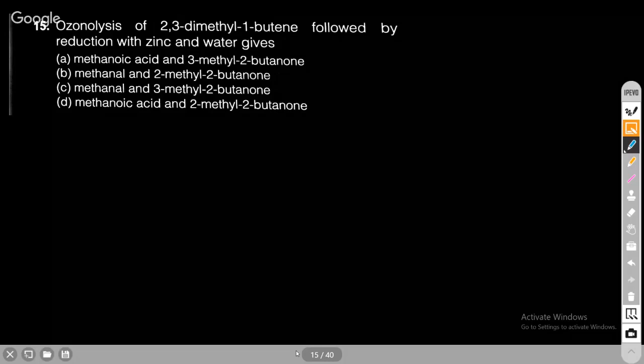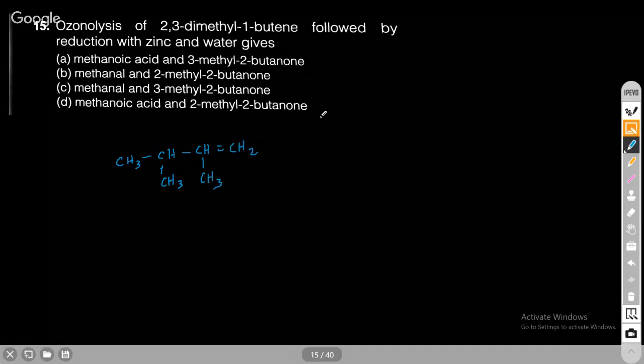All of you are getting C. Okay, first of all, I'll write down the structure of this molecule. Butene, right? So we'll have CH3, CH, CH double bond CH2. Here we have CH3, CH3. It is 2,3 dimethyl butene.